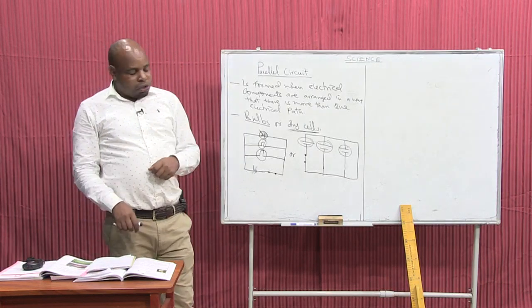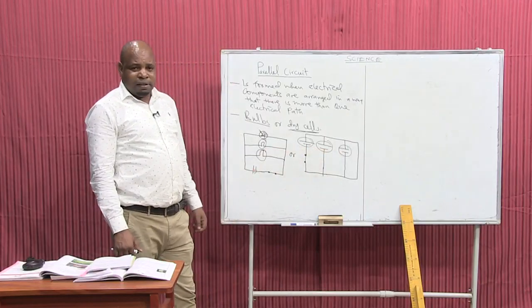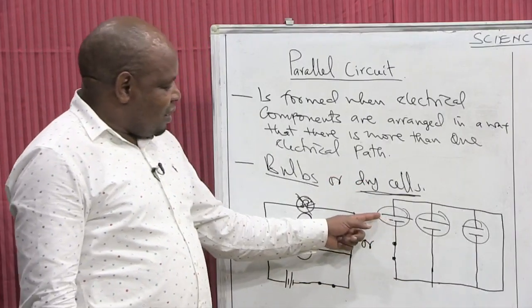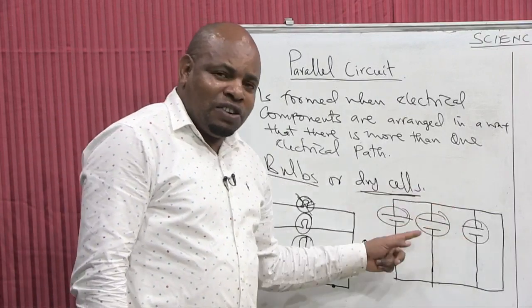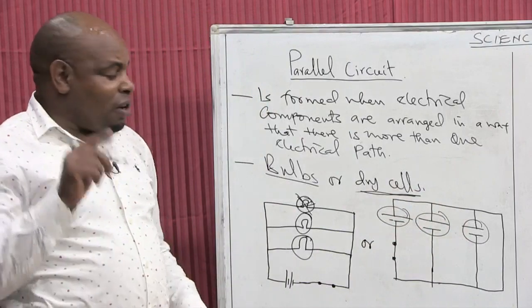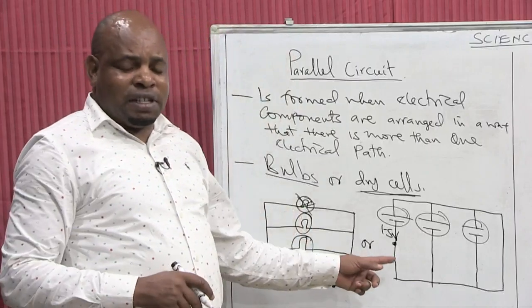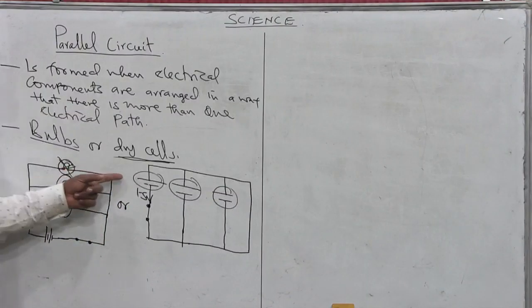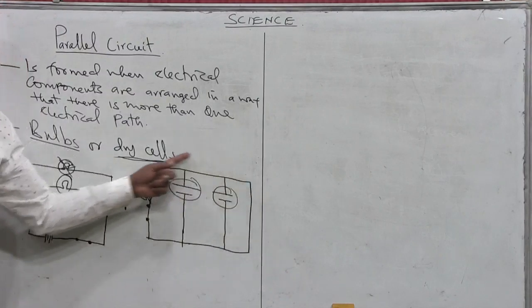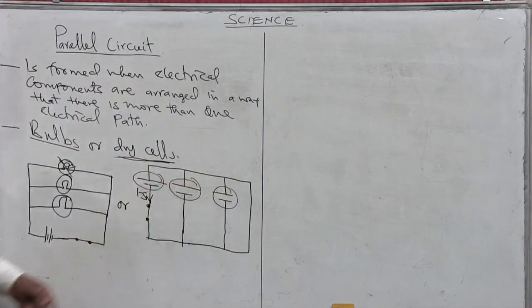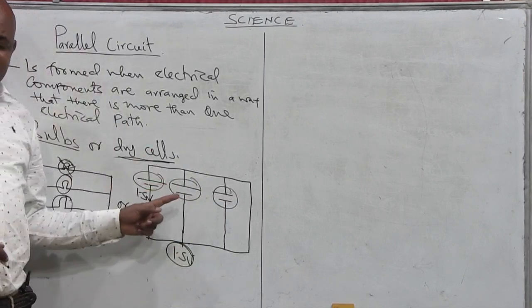Total voltage in these 2 types of circuits. Total voltage here is the same as the voltage of a single cell. Remember, we said a single cell has got 1.5 V. V stands for voltage. So even if you have got 20 dry cells here, and you have been told to find the total voltage in that circuit, total voltage here will be 1.5, the same as the voltage of a single cell.